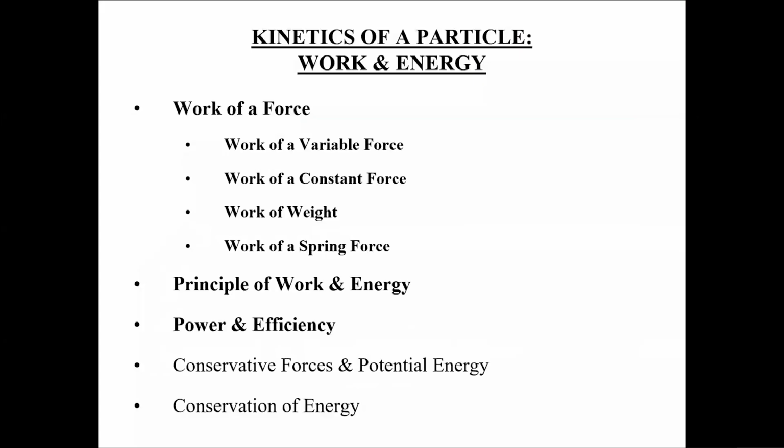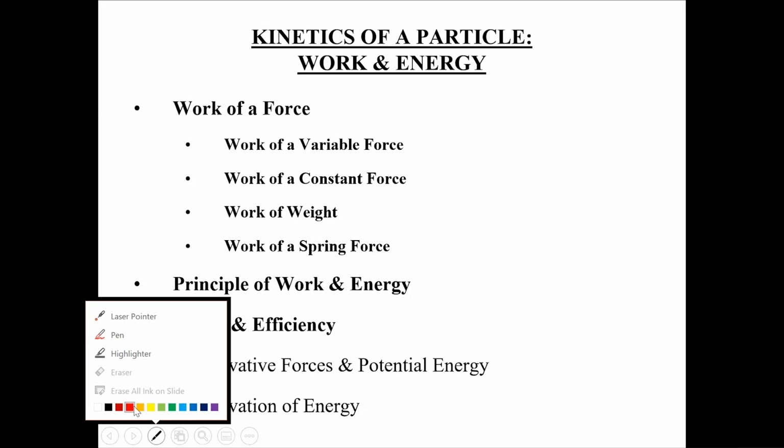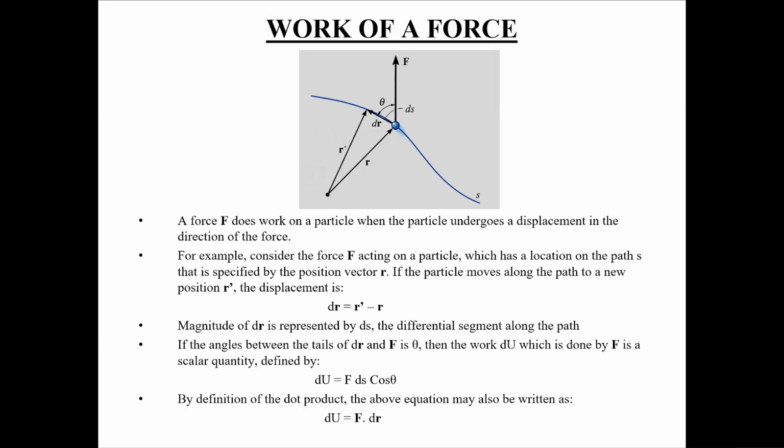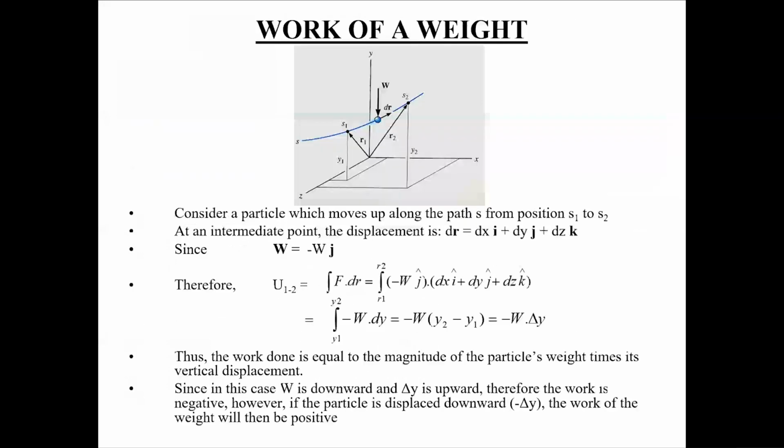So yesterday we discussed what is work of a force, in which we considered various types of forces. First of all, we considered a variable force, then a constant force, weight, and then the spring force, as well as the friction force. So we calculated the work done due to all these four or five types of forces. If we summarize yesterday's lecture, first of all, work done को हम represent करते हैं capital U के साथ.